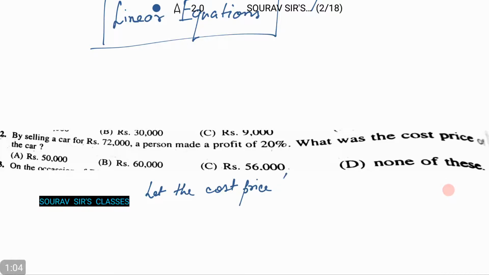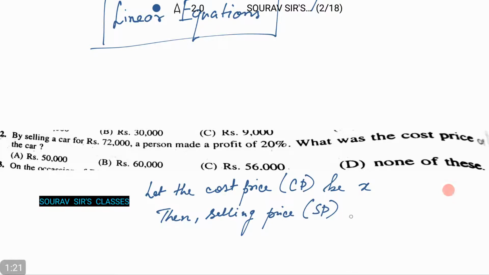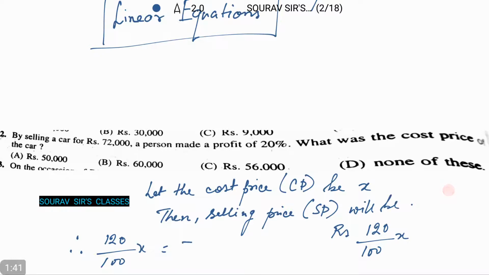Let the cost price be x. Then the selling price, SP, will be rupees 120 by 100x. Therefore, 120 by 100x equals 72,000, which was the selling price.